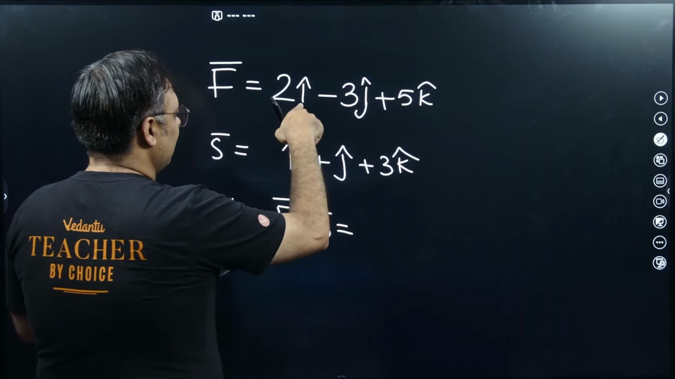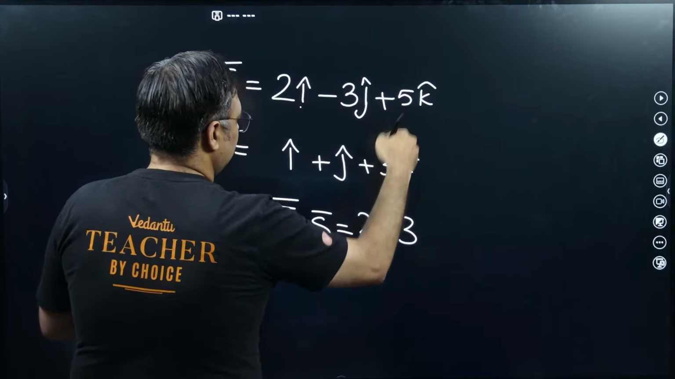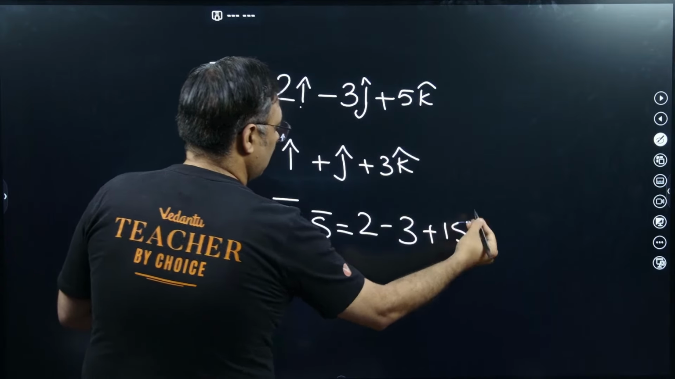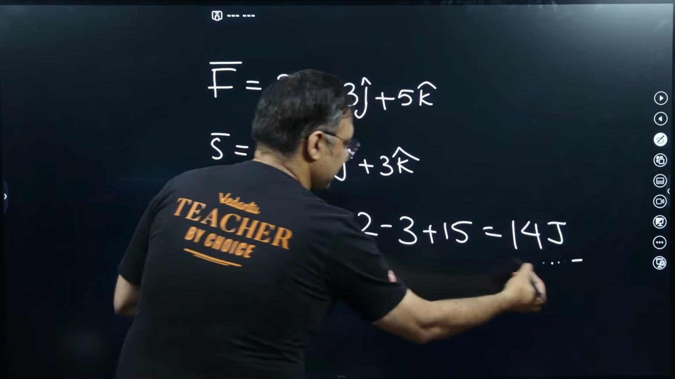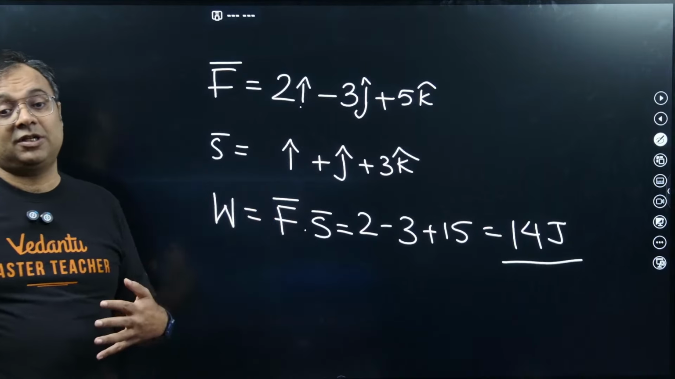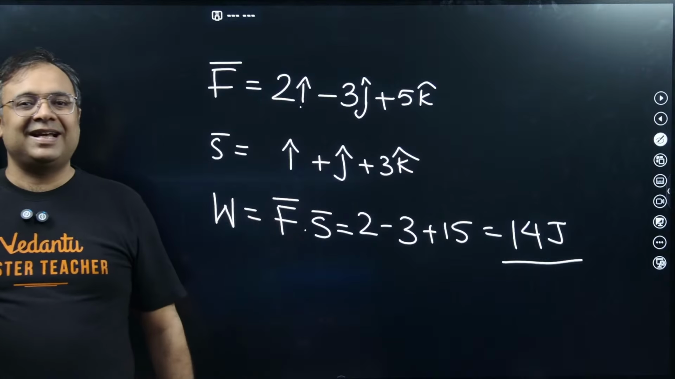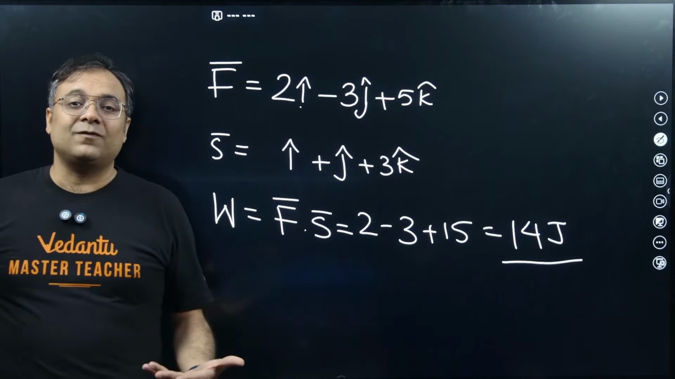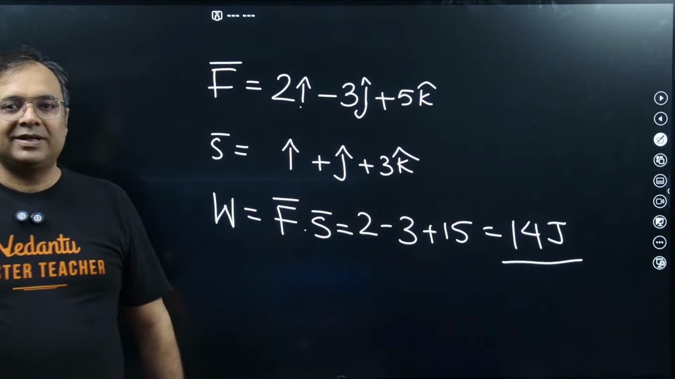So I hope you remember i cap with i cap, it is giving you 2 minus 3 plus 15. 17 minus 3 is 14. So the answer is 14 joules. So sometimes, depending upon how they have given the question, you can calculate the work done using F dot S directly. Then you don't have to do F magnitude, S magnitude into cos of the angle between them. You can directly do it in this manner.